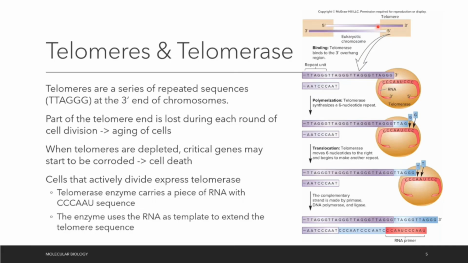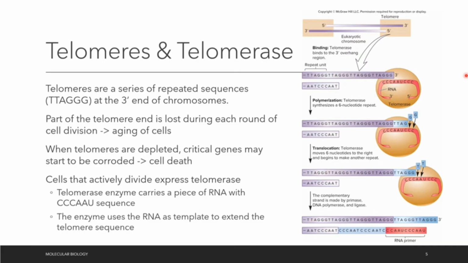So for cells which are actively dividing, they express this extra enzyme called telomerase. Telomerases are essentially enzymes that help to replenish the telomere sequence so that they basically make the cells younger again. You can correlate the age of a cell with the length of its telomere sequences. So the longer the telomere sequences, the younger the cell is. So by lengthening the telomere sequences, we are essentially making the cells younger again.